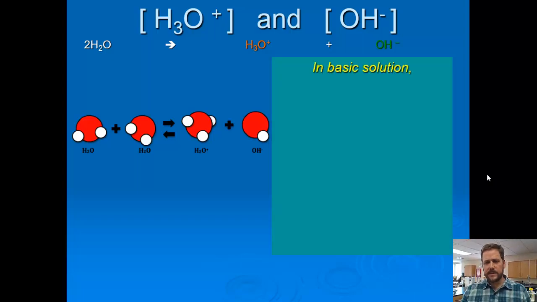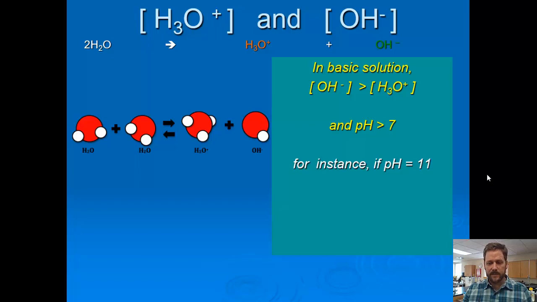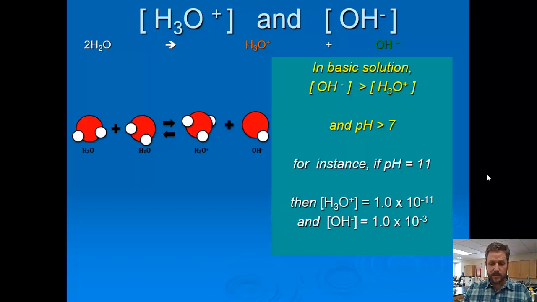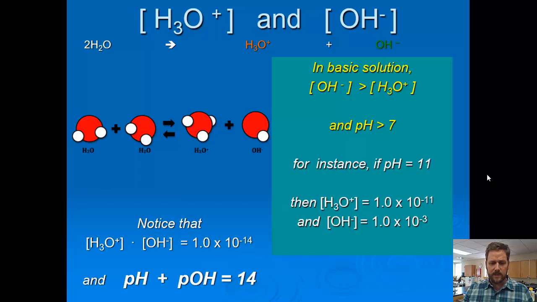How about, for instance, in a basic solution? In a basic solution, there'll be more hydroxide than hydronium, and the pH will be greater than 7. For instance, if the pH is 11, that means the hydronium ion concentration is 1 times 10 to the negative 11th. The hydroxide ion concentration will be much greater, 1 times 10 to the negative 3rd. Notice those two exponents sum to 14, and that reinforces the idea that pH and pOH will always sum to 14, and the product of these two ions' concentrations will always be a constant.